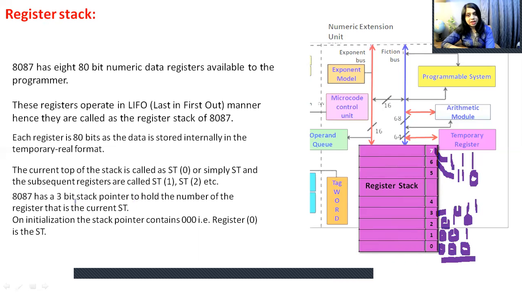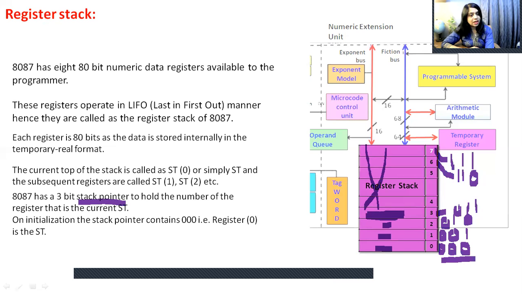So what does the stack pointer do? The stack pointer holds the address of the stack top. What is the meaning of this? Suppose data is entered in this register, this register, this register and this register. All other registers are empty, no data is stored in them. So register 3 is the stack top because the last data available is in register 3. So this is our stack top.